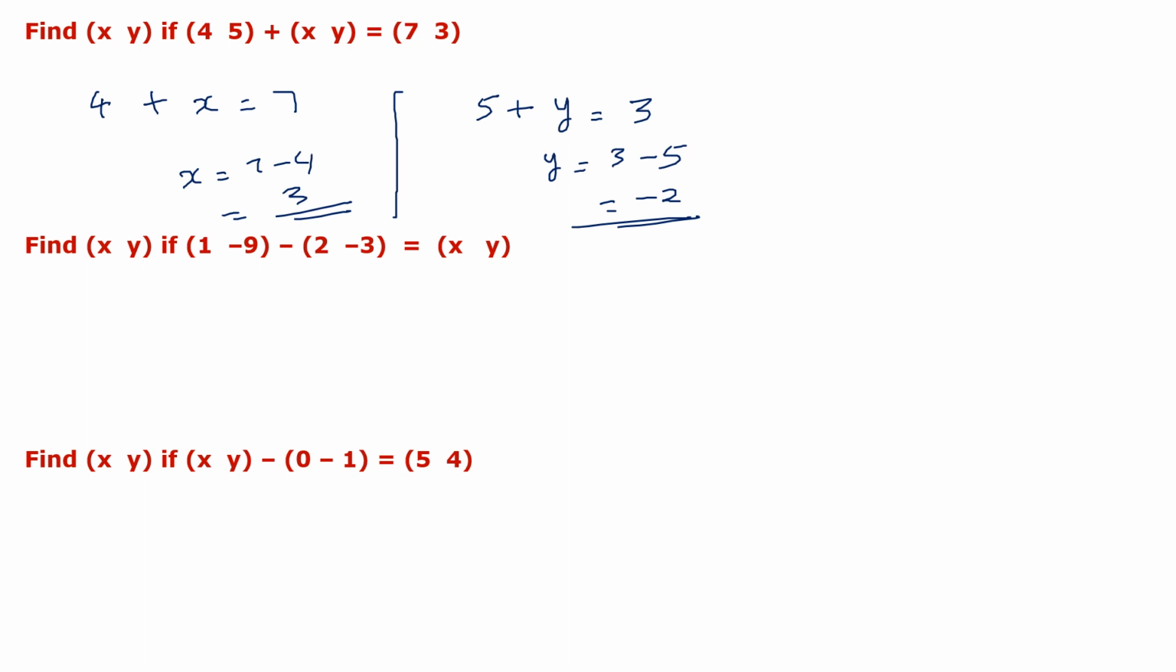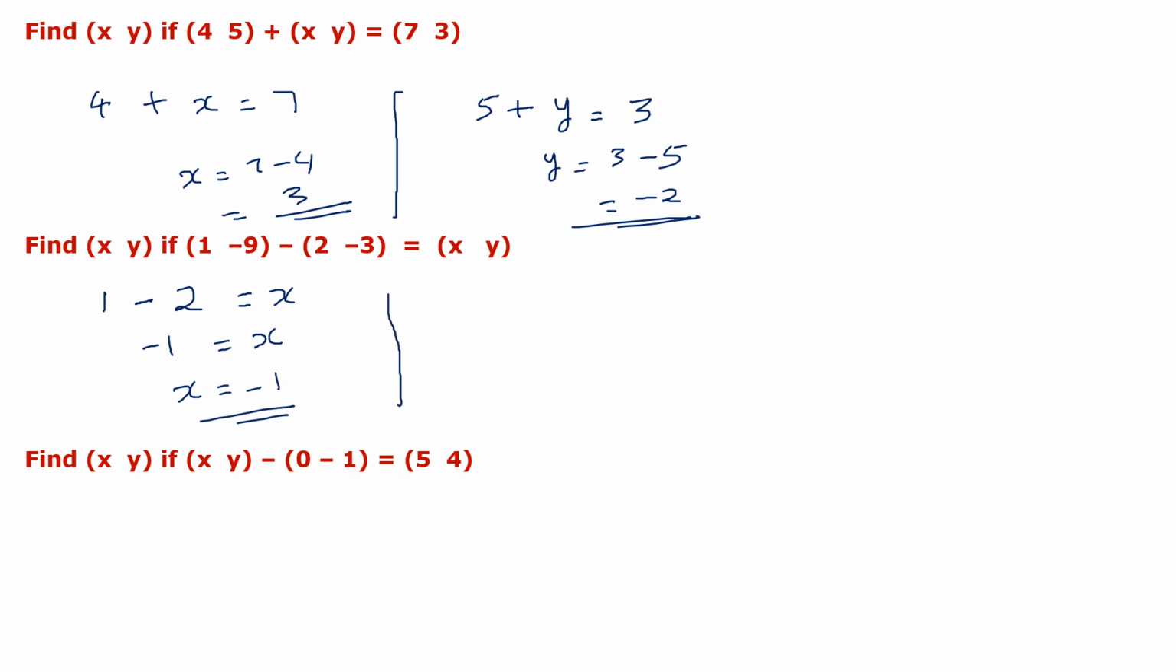Same way, the next problem. Find x, y if [1, -9] minus [2, -3] is equal to [x, y]. So how to do it? In the same manner, let's try. 1 minus 2 is equal to x. So minus 1 is equal to x. That means x is equal to minus 1.